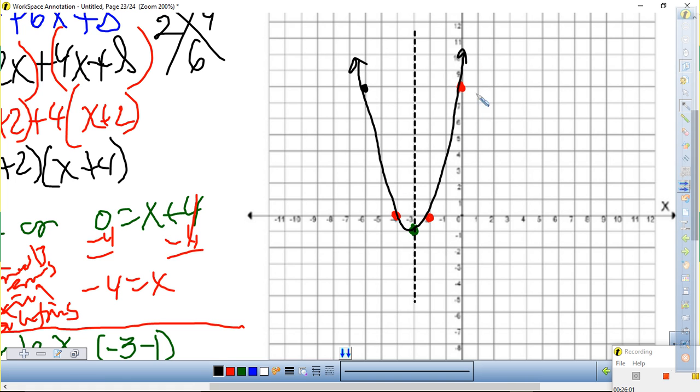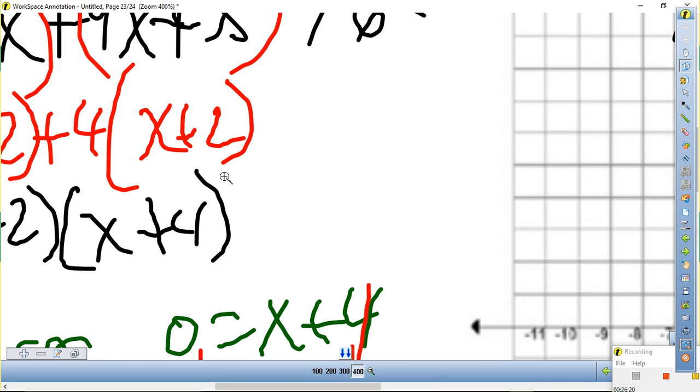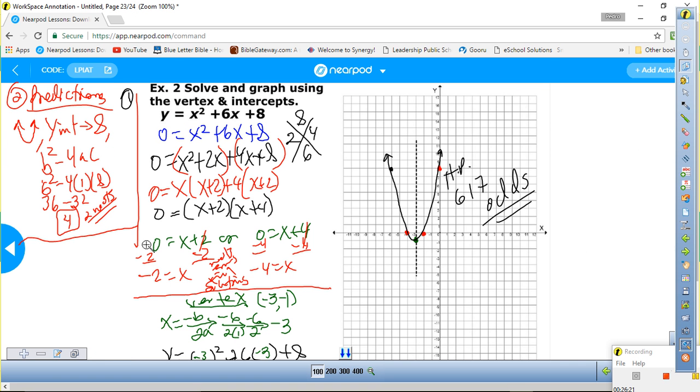And for homework tonight, it's on page 617. You're only going to do odds. However, there's 5 problems there. I only want 2 of them done like this. Does everyone understand? No. Okay. 2 of those 5 problems from page 617, I want them done like this, all the way through graphing with a vertex and intercepts. And the other 3, whichever way they're asking for.